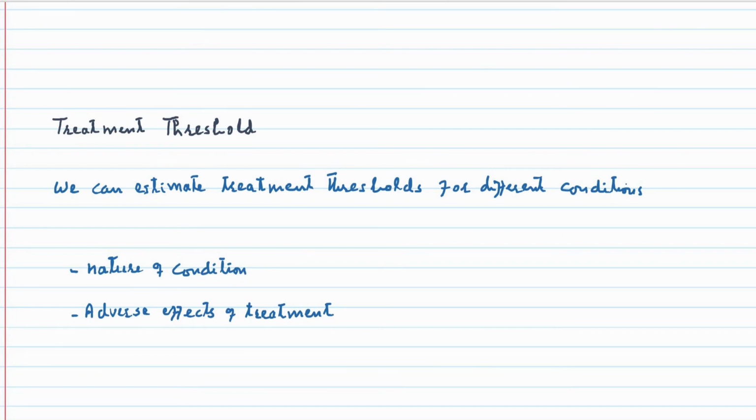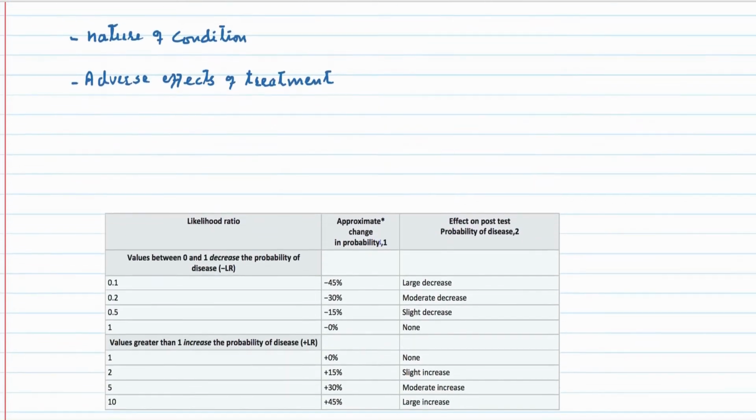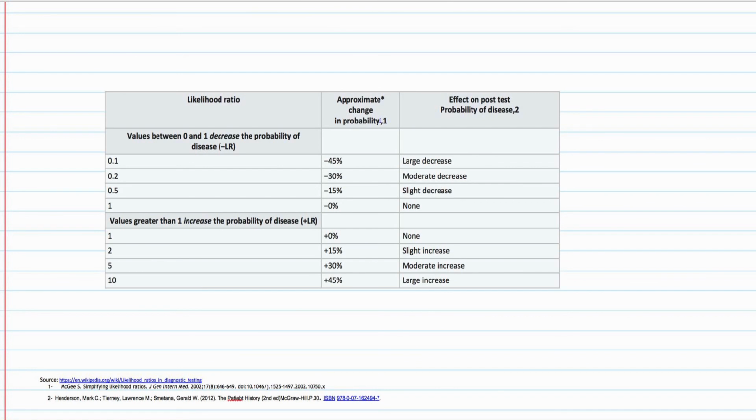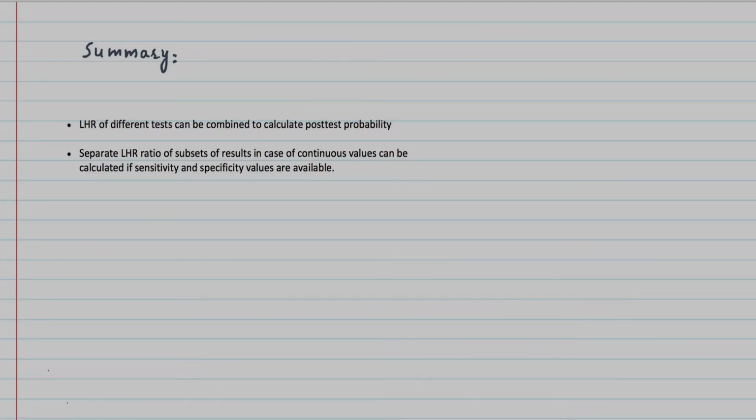The treatment threshold on the scale of post-test probability depends on the nature of the condition and adverse effects of treatment. In this table, we can see how different values of positive and negative likelihood ratios result in approximate change in post-test probability, even without using a nomogram. In summary, we have discussed how to calculate post-test probability by likelihood ratios and how to find post-test probability with the help of a nomogram.